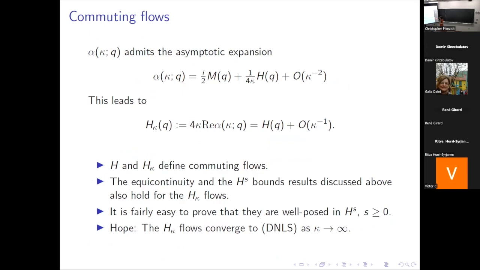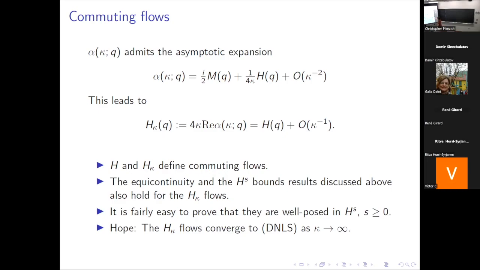Okay, now, how do we go from that to global well-posedness? For that, we use, once again, our favorite conserved quantities, alpha, and the method that is now known as the method of commuting flows. So our conserved quantities alpha admit the following asymptotic expansion, where we see the coefficients of these negative powers of kappa to be very familiar. They are exactly the previously known polynomial conservation laws.